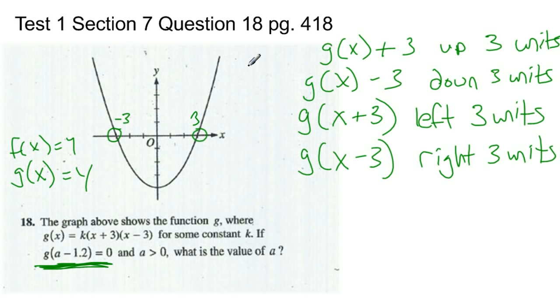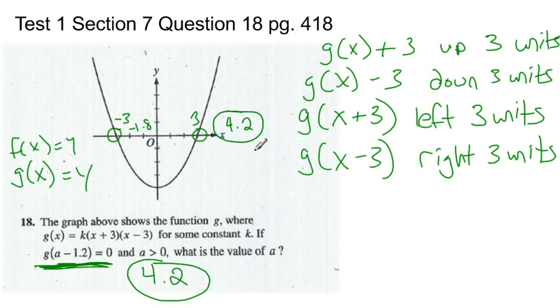So if we did that, now the 3 is going to end up at 4.2, and the -3 is going to end up at -1.8 at 0. So your answer here is simply 4.2, because we're looking for when a is greater than 0. So that's going to be this point out here. Simply knowing the function shift makes this question very, very easy, knowing that you're just shifting it to the right 1.2 units.